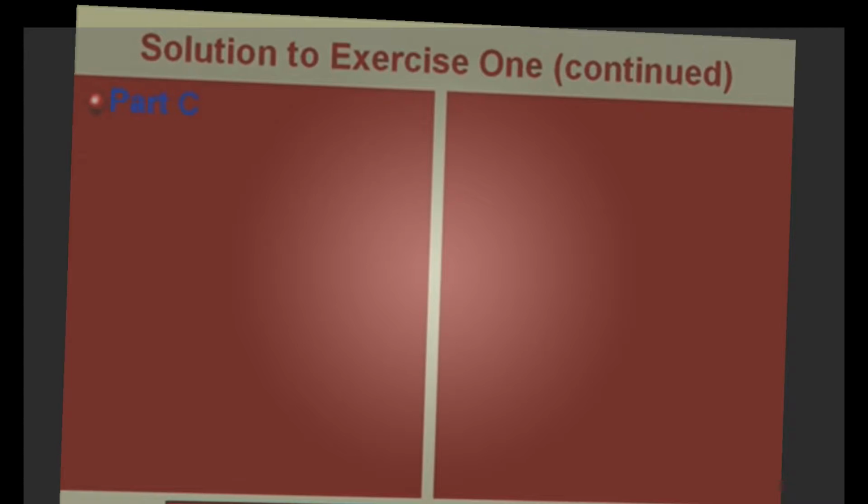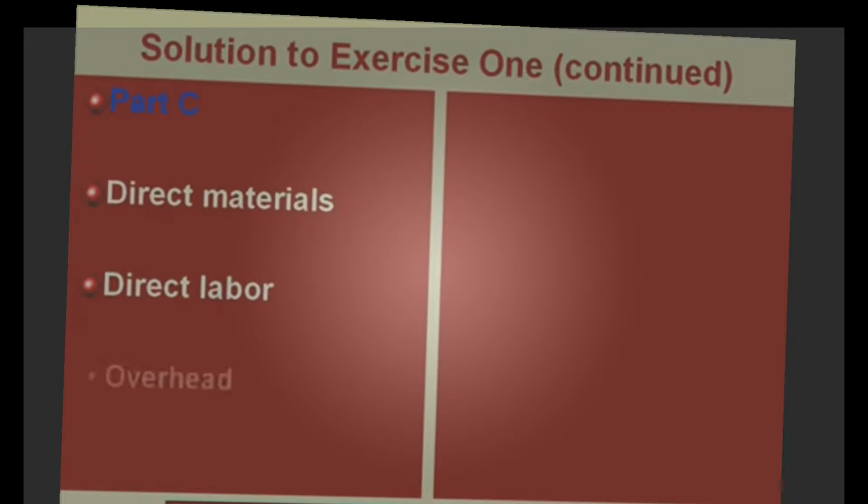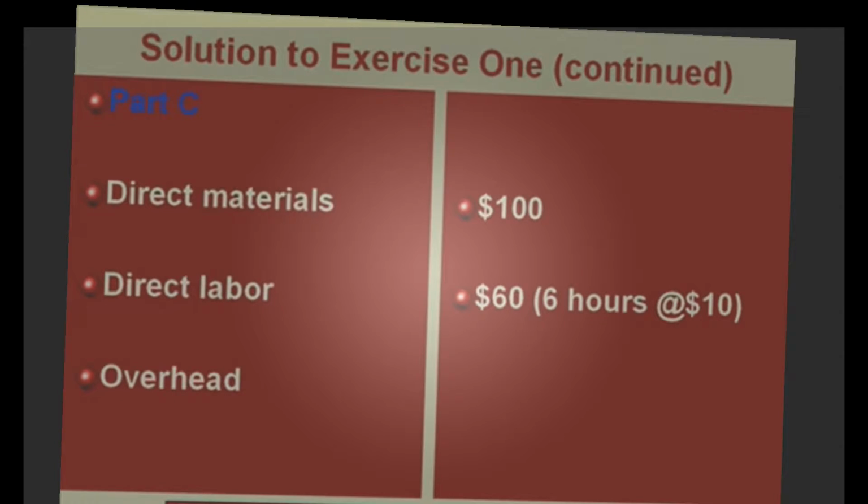The cost of the job is direct materials, then you add labor, both for which you use actual cost, then you add overhead, which is estimated. Direct materials is $100. Direct labor is $60 because they work 6 hours and you pay them $10 per hour.